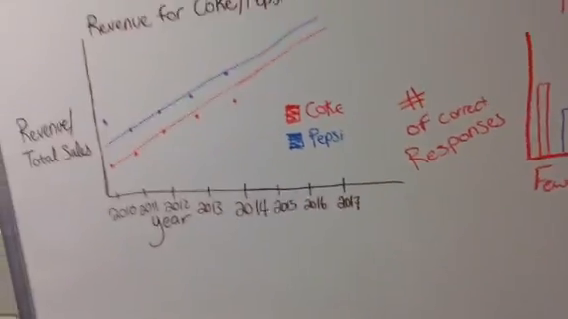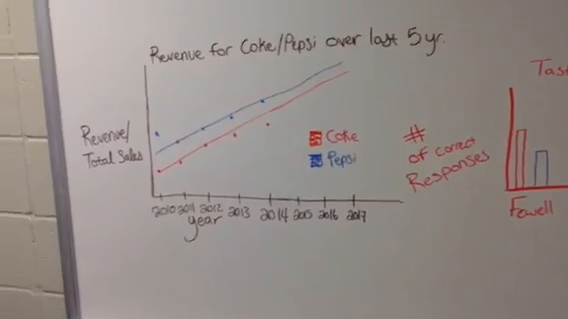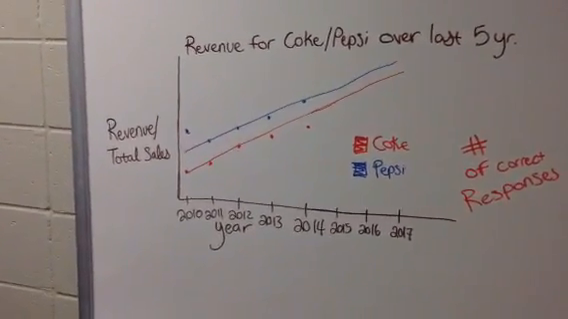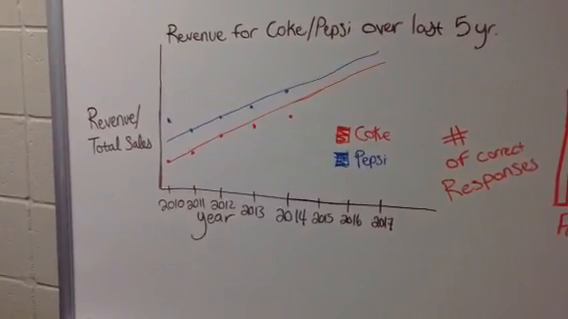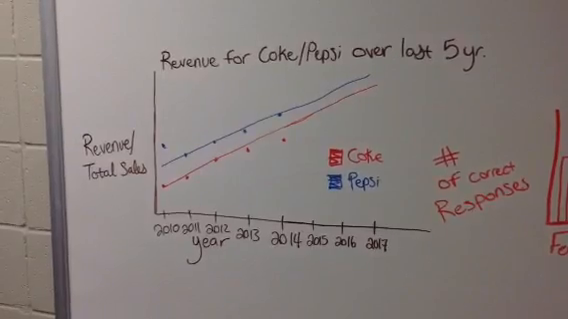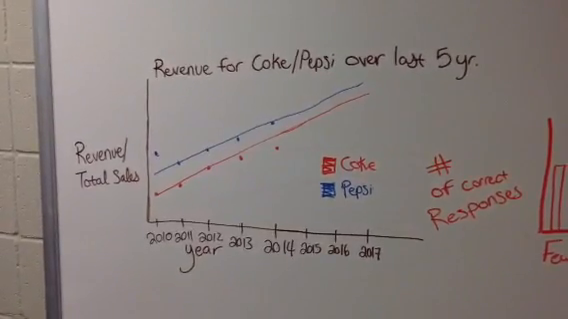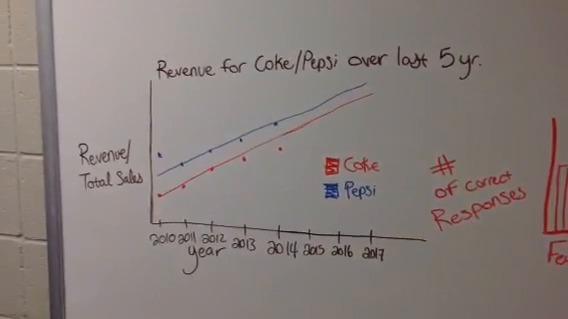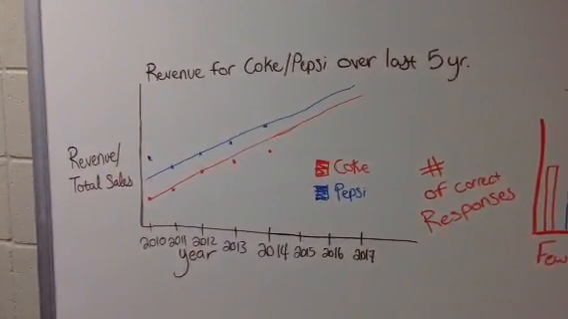And I'm going to put this in a scatter plot. I'm going to put both of them in a scatter plot. So it should look something like this. I don't know if this is correct or not. So I've got my revenue on my y-axis and the years on my x. Okay, I've got my key, where the red is Coke and the blue is Pepsi. My Coke line is probably not the best.